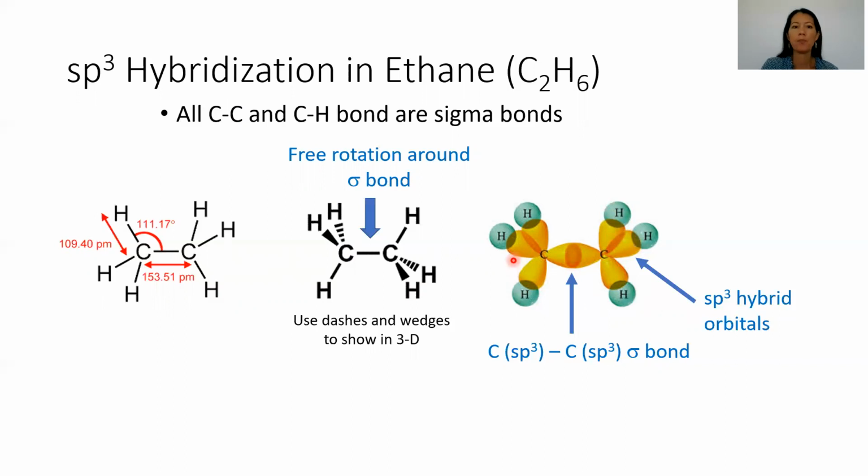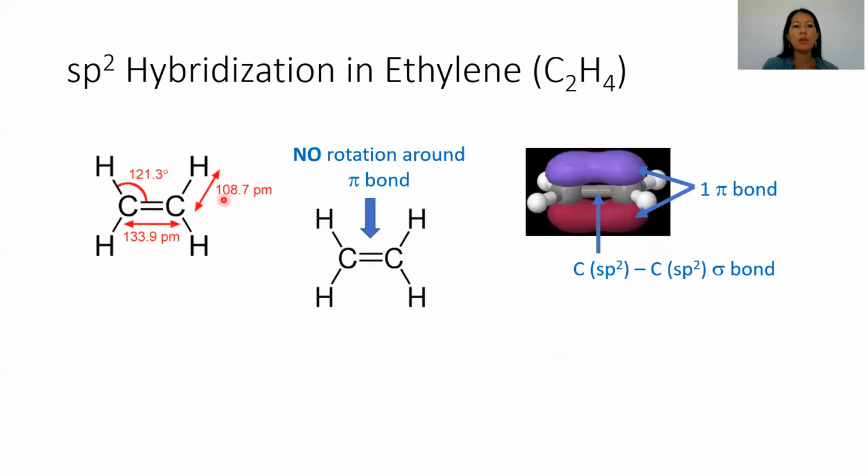all throughout. When you go to ethylene, you get sp2 hybridized carbons because you have this trigonal planar arrangement here on each of those carbons. And so roughly 120 degrees apart. There is no rotation around this carbon-carbon bond.